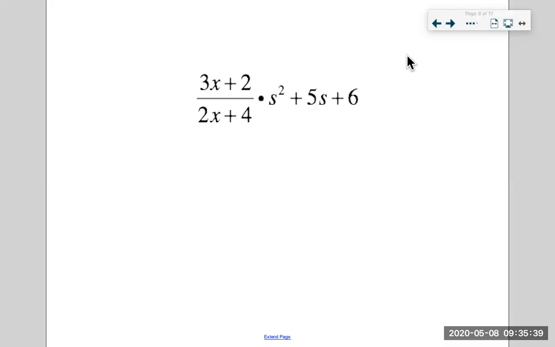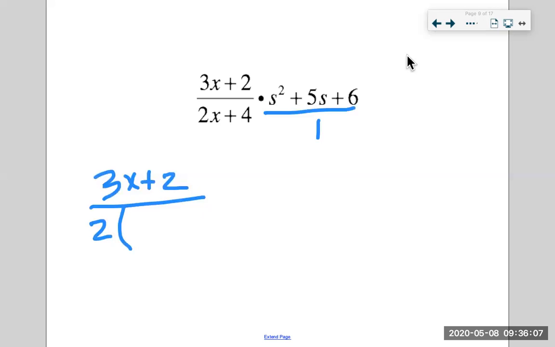Okay, so this is a loaded problem. So we have a fraction in the form of 2 binomials times a trinomial. Now that trinomial we can think of as a fraction over 1, right, if that helps us. So first thing, you probably want to do as much factoring as possible. So the 3x plus 2, I believe, is in factored form already, but 2x plus 4, we could take out a 2, and we're left with x plus 2.